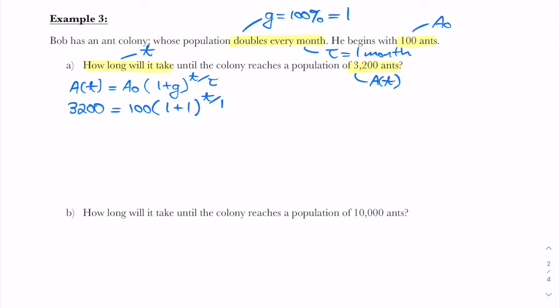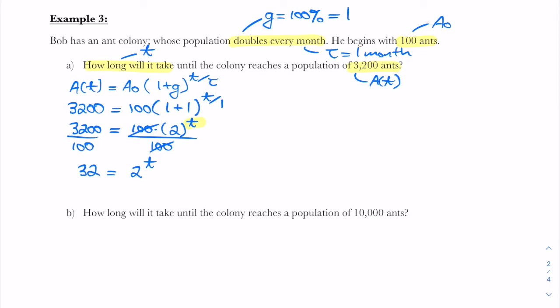Let's clean this up a bit. So 3,200 equals 100 multiplied by 2 to the exponent t. Recall, when you're solving equations, you use BEDMAS in reverse. So let's begin by dividing both sides by 100. You have to undo multiplication before exponents. 3,200 over 100 gives you 32, and now that equals 2 to the exponent t.